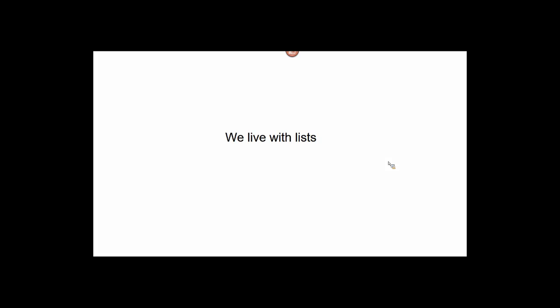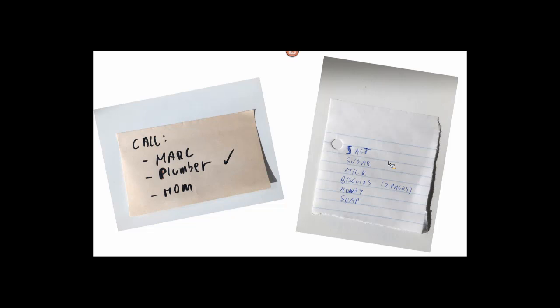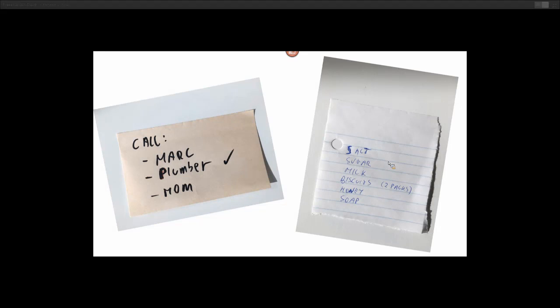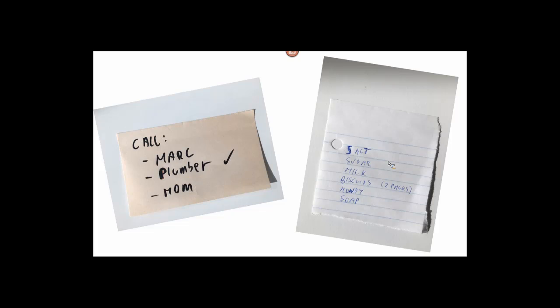What are sets? If you think about it, we live with lists. We have a lot of lists in our everyday life. For example, the list of people we want to call, or of things we want to purchase at the supermarket. And lists, calling people, things to purchase, are quite simple. So you can write them down on paper and you can tick them off whenever you have called somebody or whenever you have purchased something from the list. So those are easy lists to manage.